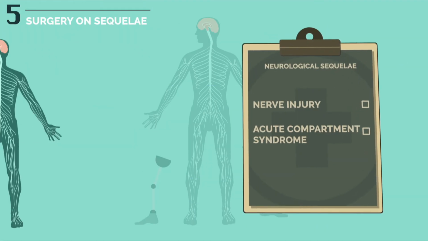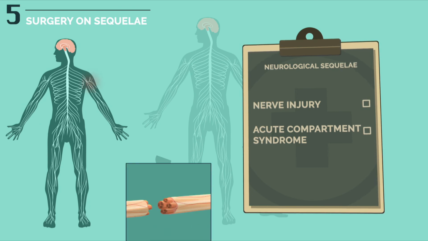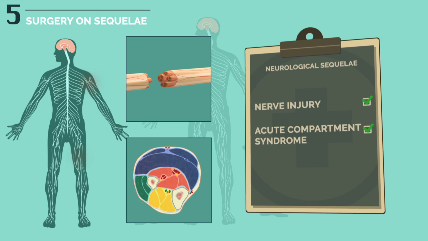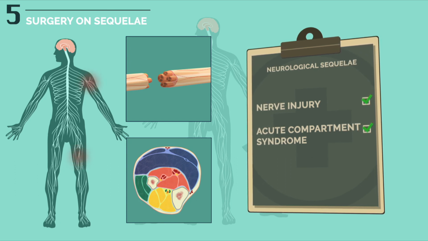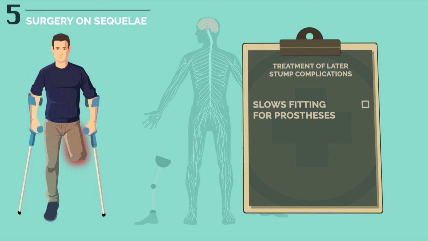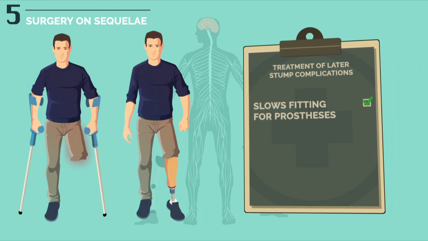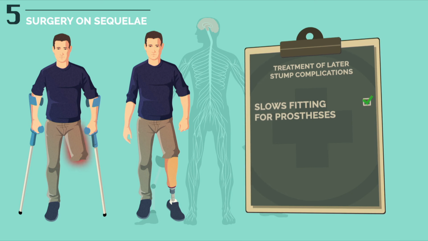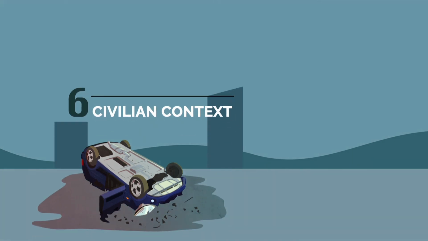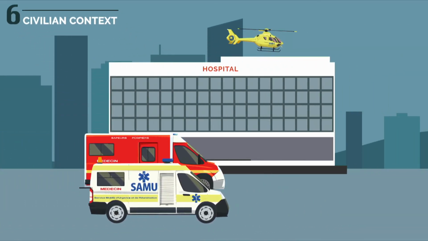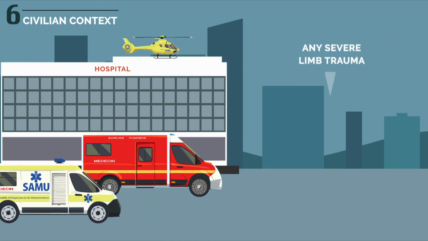Surgery may also be used to treat neurological sequelae resulting from nerve injury or acute compartmental syndrome, which frequently occur with bullet trauma. Finally, surgery may also repair later complications of amputation stumps, since these complications slow the fitting of prostheses. In civilian practice, these reconstruction principles apply in a similar way to all serious trauma to the limbs, especially injuries from automobile crashes.